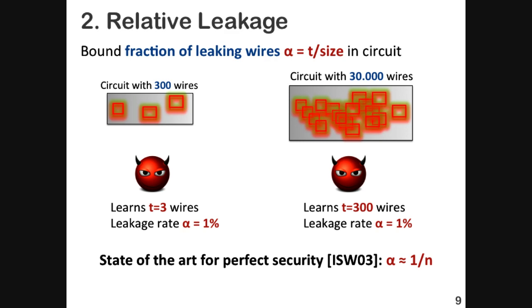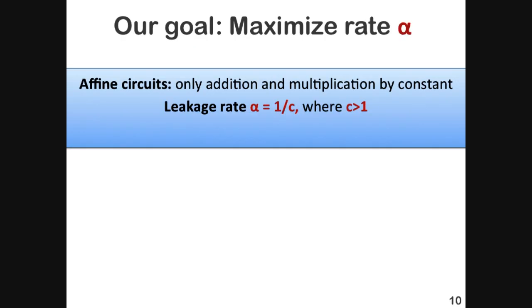Yeah. So the state of the art for perfect security of ISW was to achieve alpha approximately 1 divided by n, where n is the security parameter. And approximate here usually means that there will be some small constant in this 1 divided by n. Okay? So this was the state of the art, and what we achieve now in our result is the following, essentially.